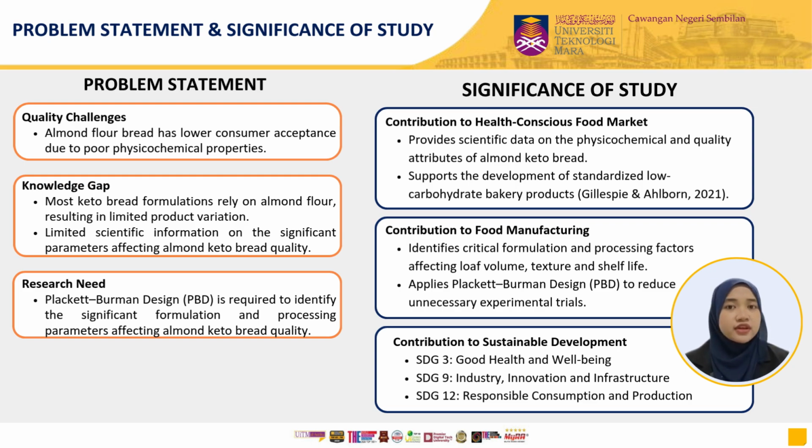This study is significant because it provides scientific information on the important formulation and processing parameters affecting the almond keto bread quality. In addition, using Plackett-Burman design reduces unnecessary experiments, saving both time and resources. Finally, this study supports the Sustainable Development Goals, which are SDG 3, Good Health and Well-being, SDG 9, Industry, Innovation and Infrastructure, and SDG 12, Responsible Consumption and Production.